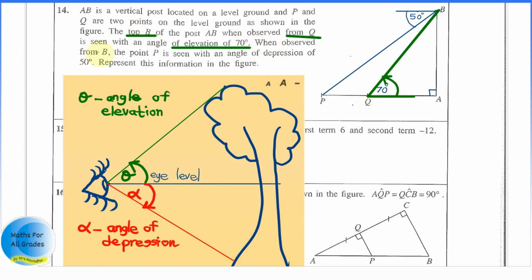Now look at here. When observed from B, now the man is here and this is his eye level. It's a horizontal line. Point P is seen with an angle of depression of 50 degrees. Point P is here and the angle starting from his eye level to this line is the angle of depression and it's given here, 50 degrees. So that's how you are going to mark it here. So this question is easy when you know how to mark angle of elevation and angle of depression.